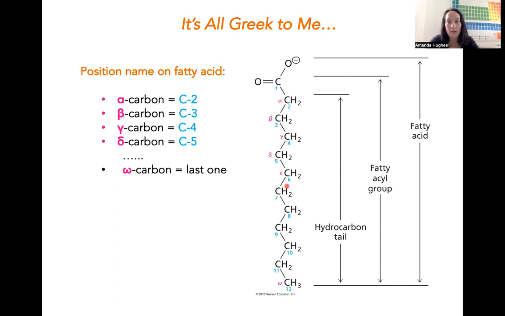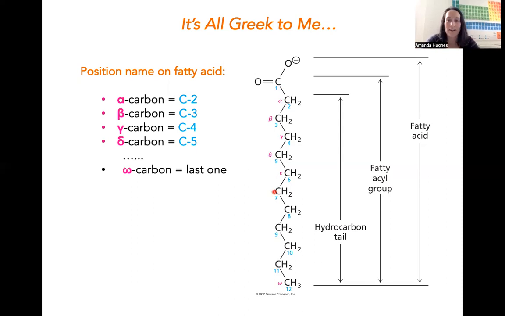The Greek numbering, unfortunately, doesn't say that carbon 1 is the alpha carbon and carbon 2 is the beta carbon. In fact, the Greek nomenclature is in reference to its location relative to the carboxylic acid carbon. So the alpha carbon is the first carbon away from the carboxylic acid. So this would be the alpha carbon, the beta carbon, the gamma carbon, the delta carbon, the epsilon carbon. And I don't know what the letters really go after that.